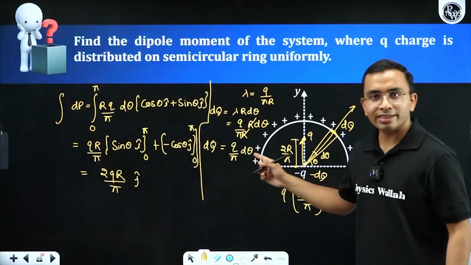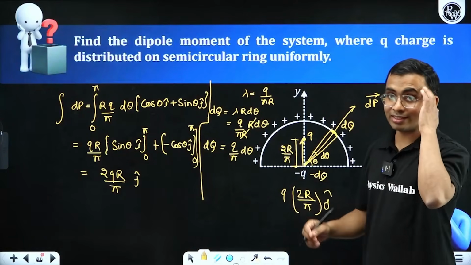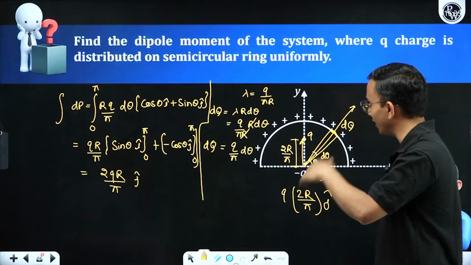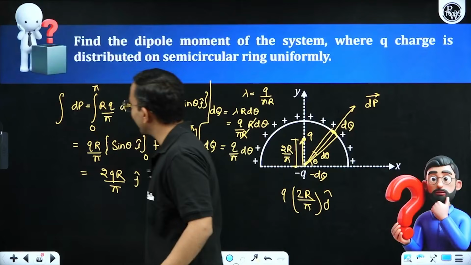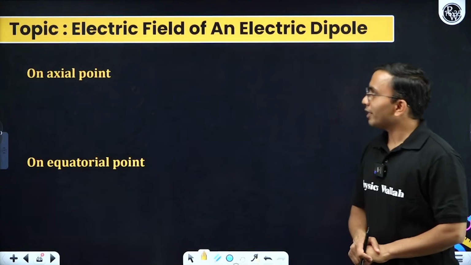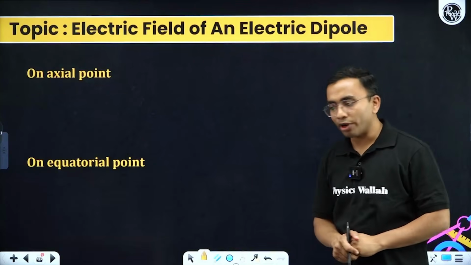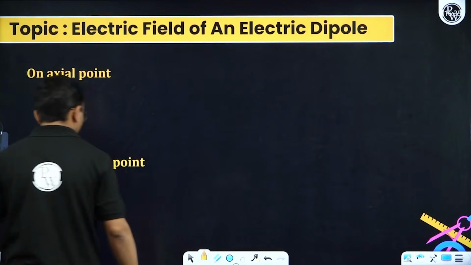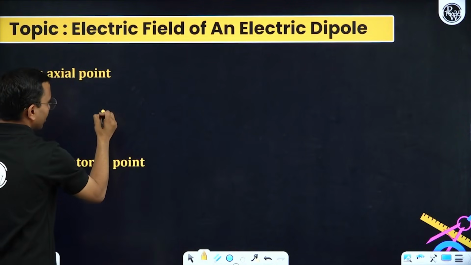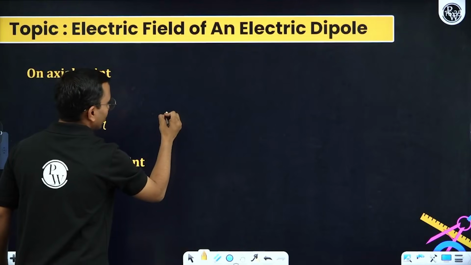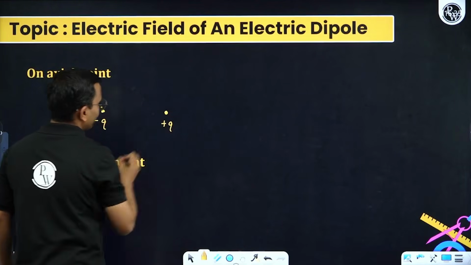It just took me 10 seconds to write if you consider the center of charge. Okay, got it? Now finding the electric field on the axial point and equatorial point of a dipole. Two charges, minus q and plus q.